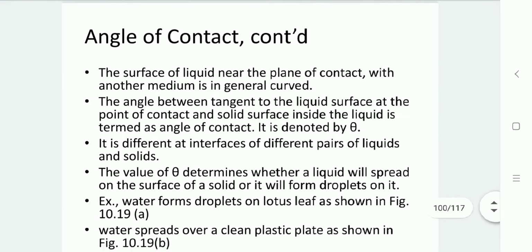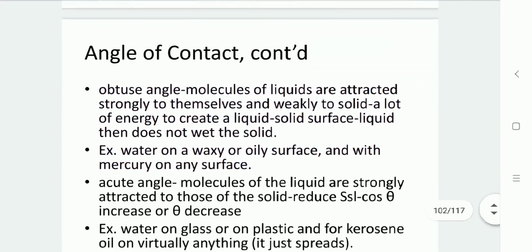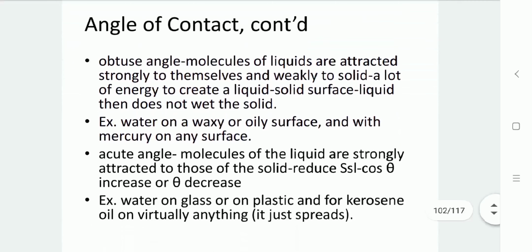Obtuse angle means the molecules of the liquid are attracted to themselves and only weakly to the solid. So a lot of energy is required to create a liquid-solid interface, and the liquid does not wet the solid. For example, water on an oily surface.